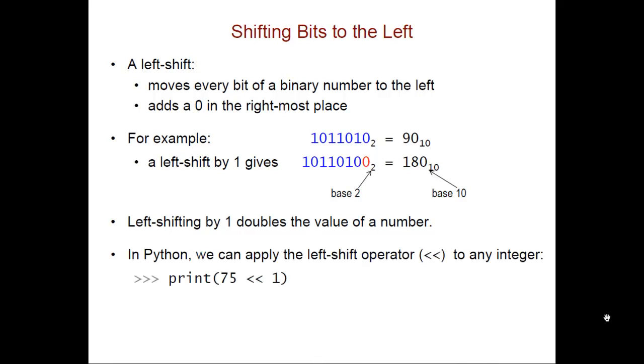Python gives us an operator called the left shift operator that allows us to shift bits to the left. And this is what it looks like. It's two less than symbols right next to each other. And so here, for example, I'm saying take the binary representation of 75 and shift its bits to the left by 1. And I'm going to end up doubling 75 and getting 150. You could also shift by a different number of bits by putting a different number here. You could shift by 2 bits or 3 bits, etc.